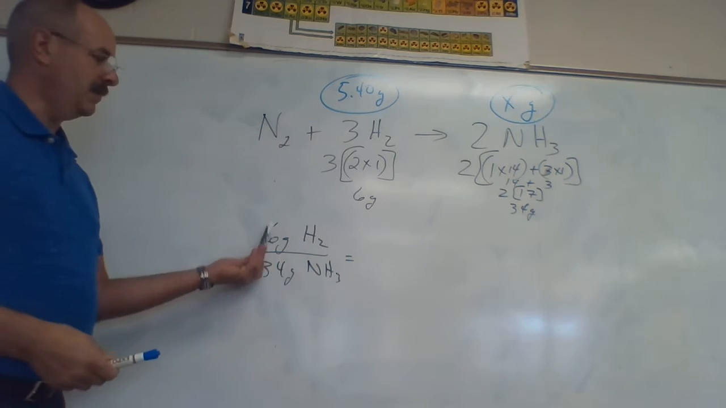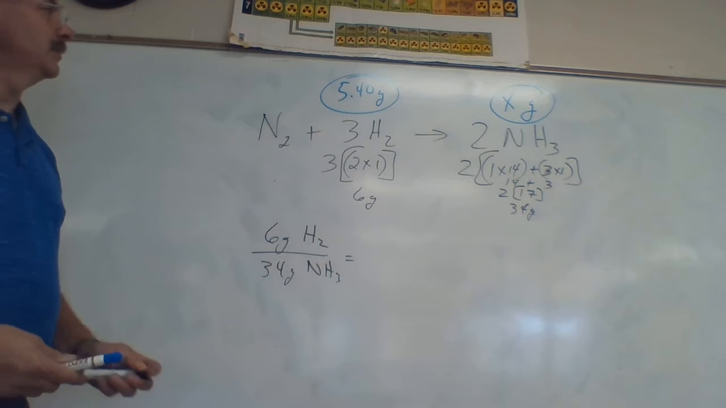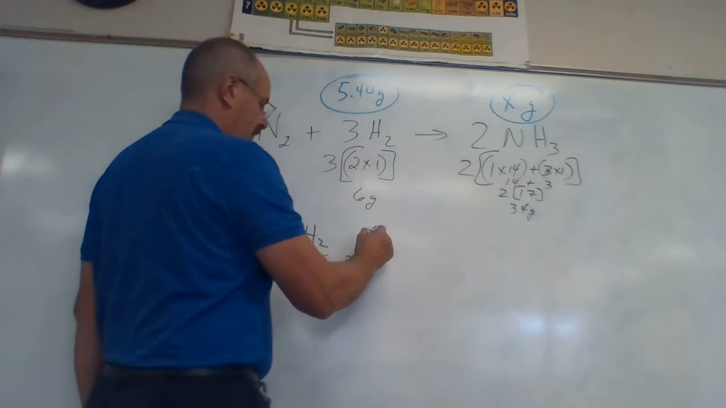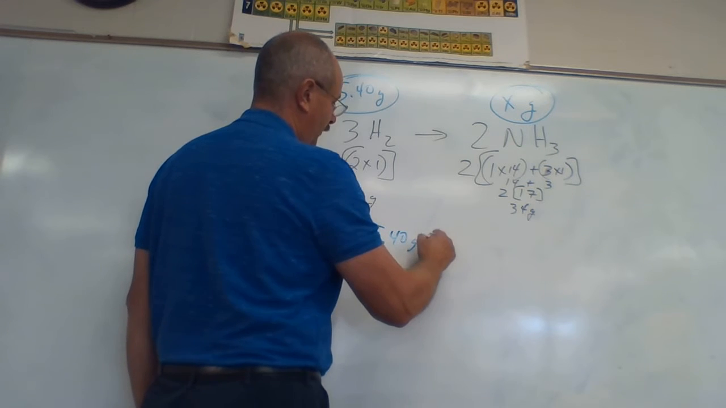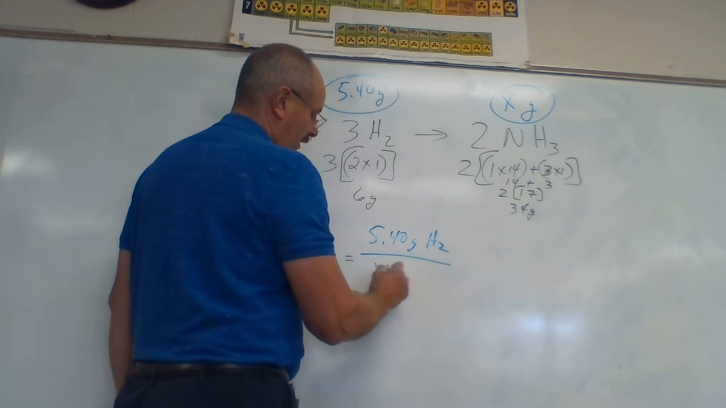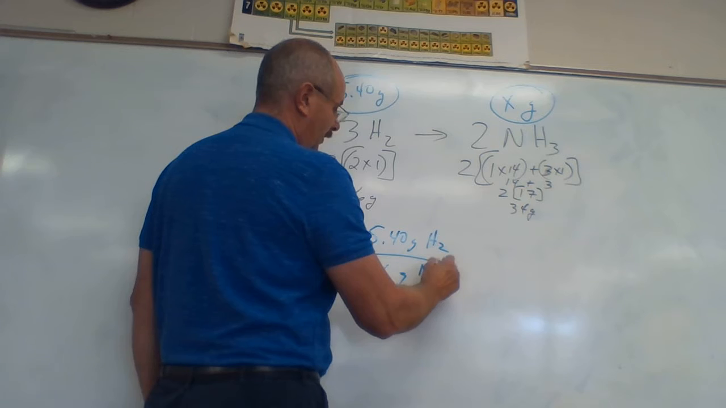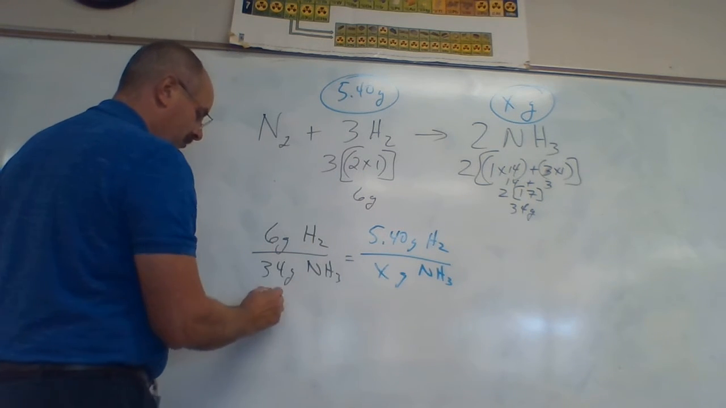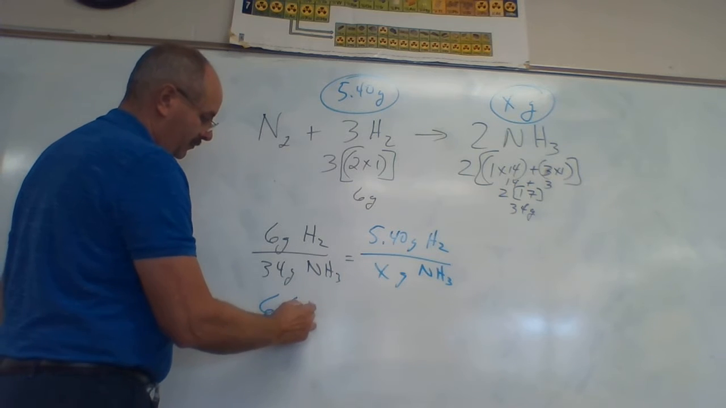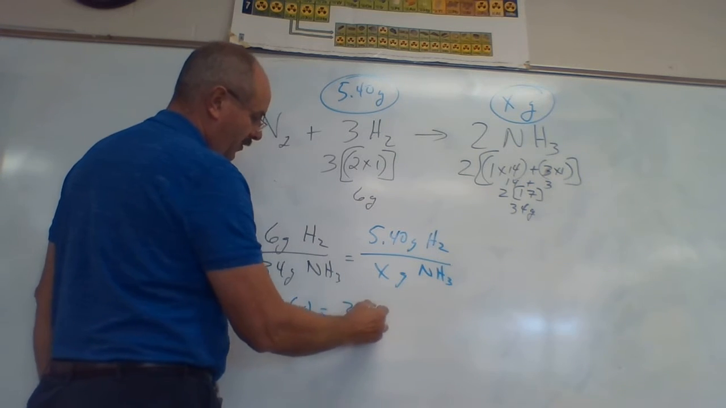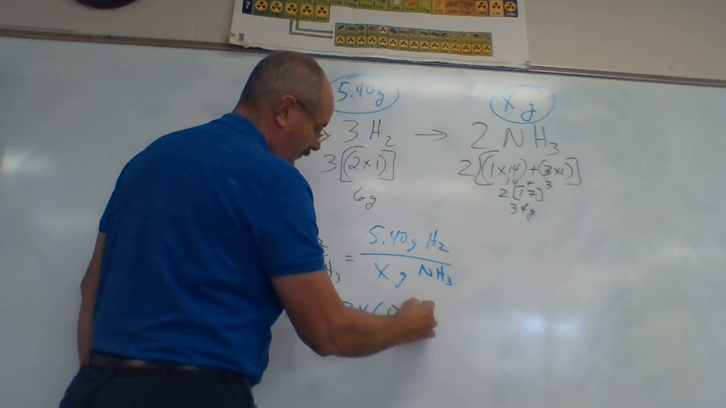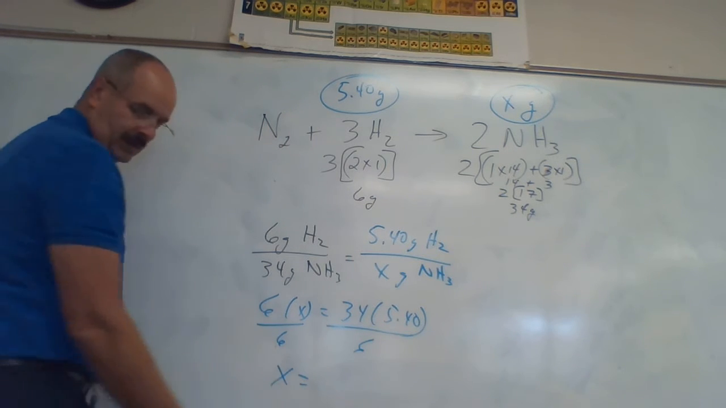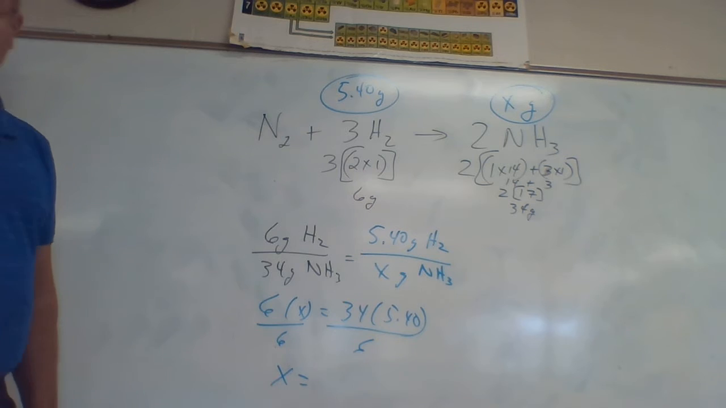Right? So again, this came from the balanced equation. Now I go to the question. Well, I don't have 6 grams of this, I really have 5.4. So 5.40 grams of hydrogen will make X grams of NH3. So now all I got to do is cross multiply. 6 times X equals 34 times 5.40. Divide by 6 on both sides to get X by itself. And X ends up equaling 30.6.